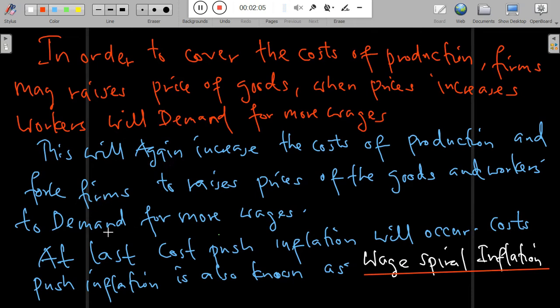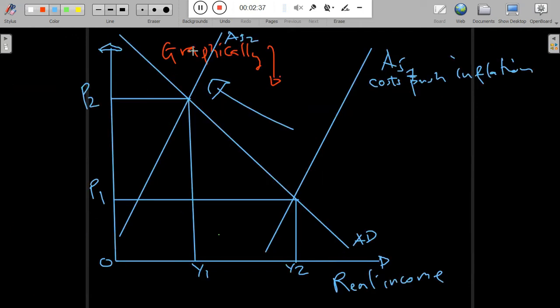In order to cover the cost of production, firms may raise the price of goods. When the price increases, workers will demand more wages. This will again increase the cost of production and force firms to raise prices of goods and workers to demand more wages. So at the end, cost push inflation will occur. Cost push inflation is also known as wage spiral inflation.